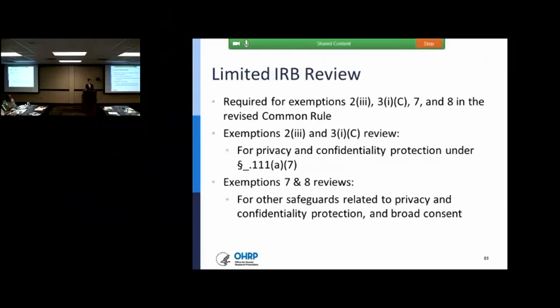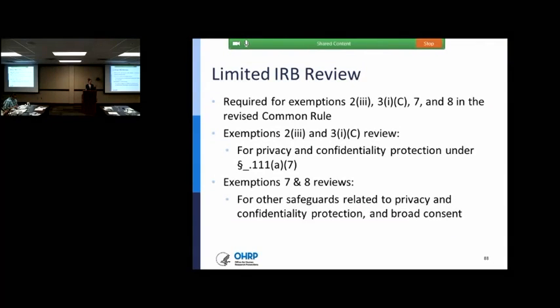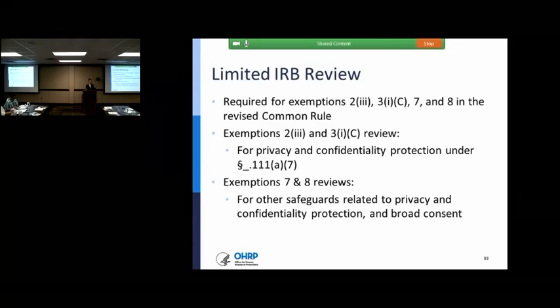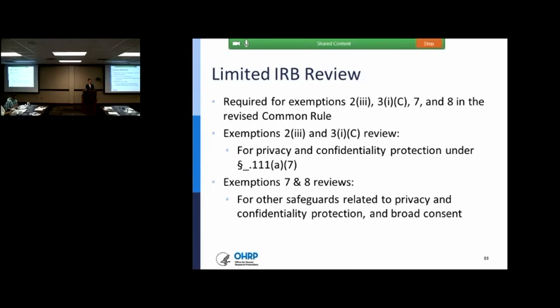And then a brief summary of this discussion of limited IRB review. There are a couple different exemptions that this pertains to. So when we were looking at exemptions 2 and 3, and 7 and 8, there will be some provisions for assessing the measures being taken for privacy and confidentiality, preventing disclosure. And then also in exemption 7 and 8, there are other features that the IRB can look at with respect to the broad consent and whether or not the project is within scope.